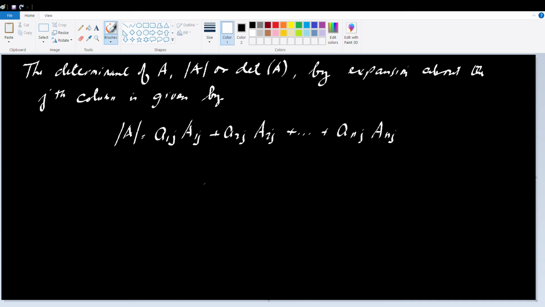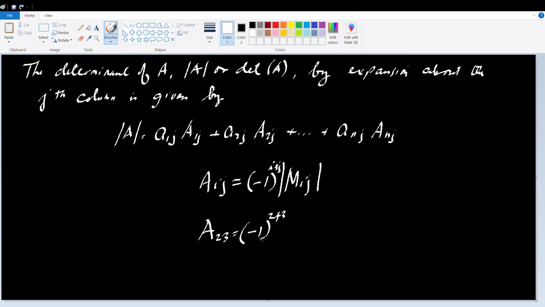Remember, the cofactor Aij is obtained by multiplying the minor Mij to negative 1 raised to i plus j. So if you want to find the cofactor A23, that will be negative 1 raised to 2 plus 3, 2 being the row position and 3 the column position, and then multiplying it by the minor M23. M23 is the submatrix obtained by deleting the second row, third column and then getting its determinant. Okay? So let us have an example.